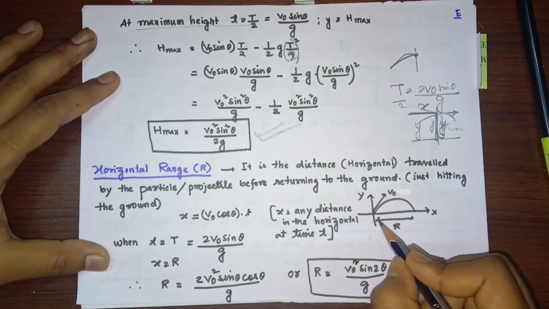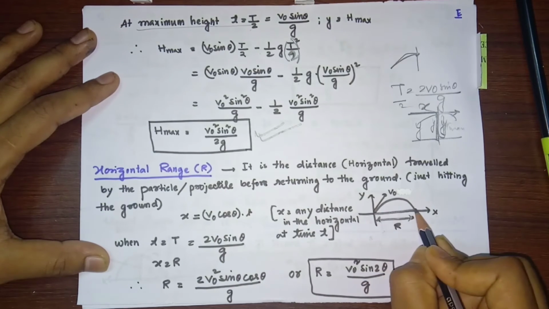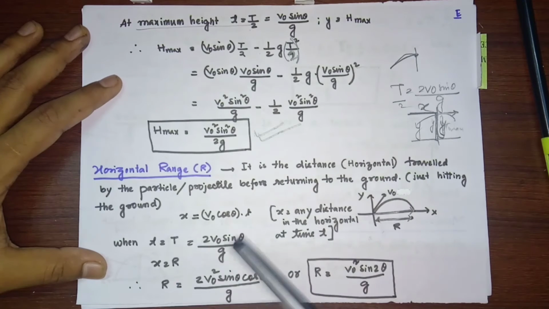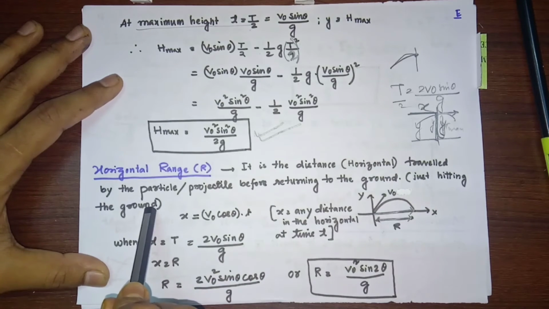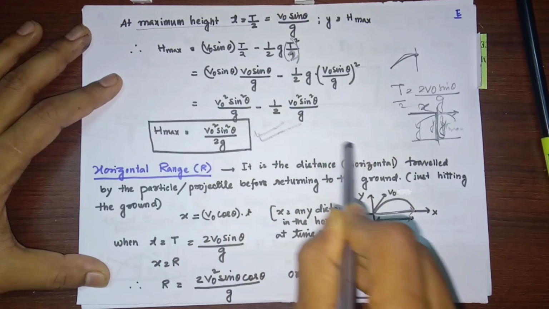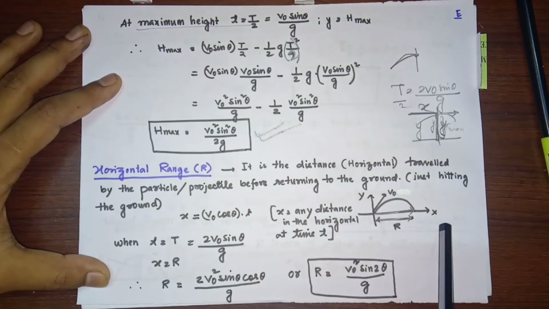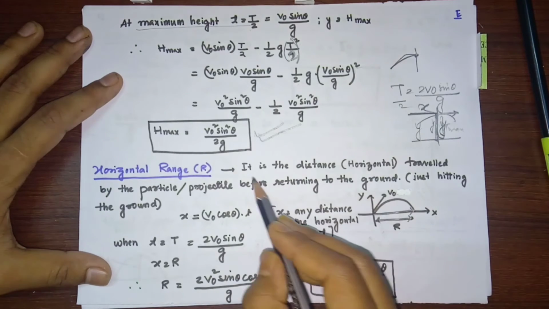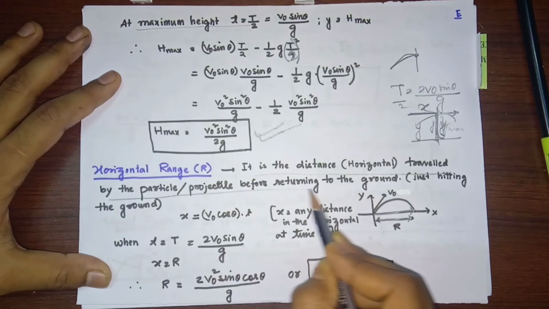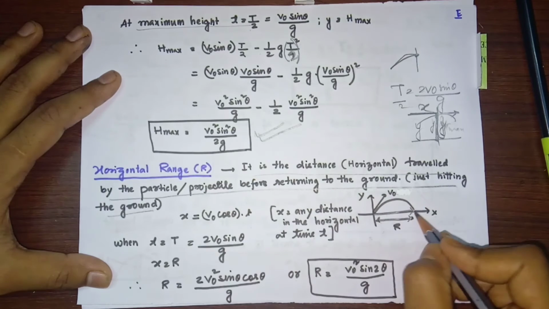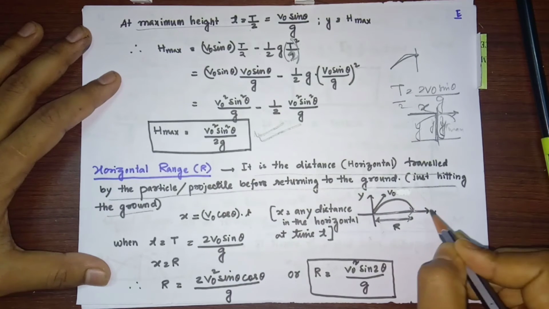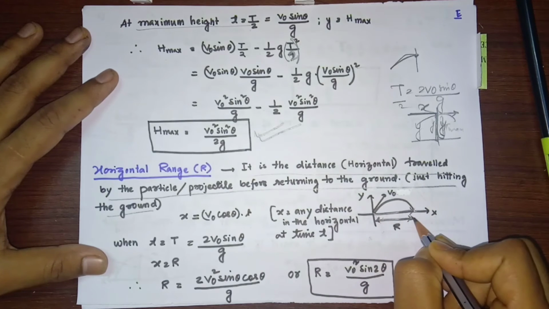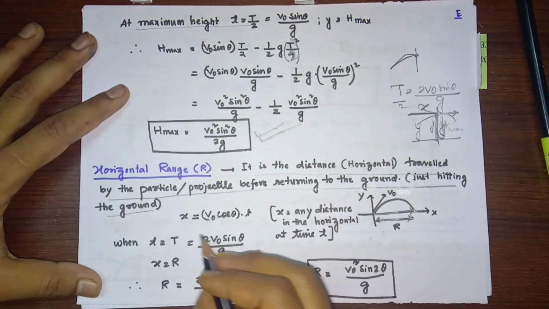So let us talk about the horizontal range, that is the distance at which it strikes the ground from the point of projection. That is the horizontal range of the particle. It is the distance traveled by the particle before returning to the ground. So it is R, the horizontal range. Is it clear? I hope it's clear. It is the distance from the point of projection to the point where it hits the ground.